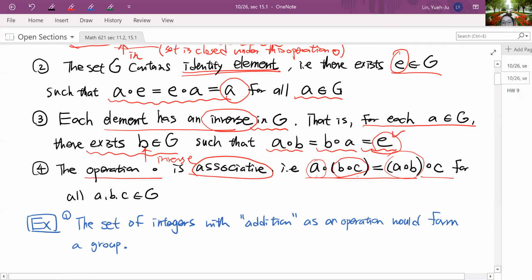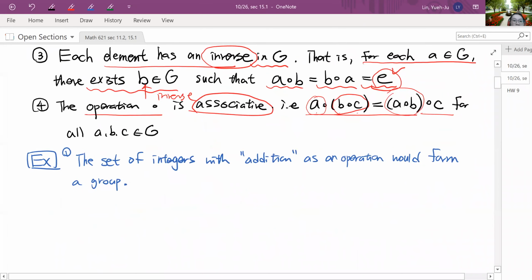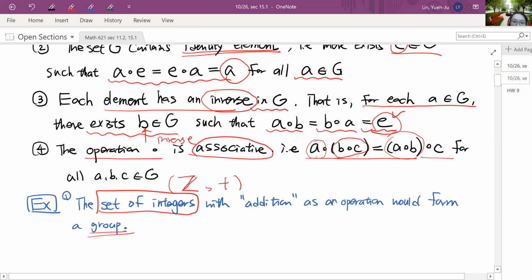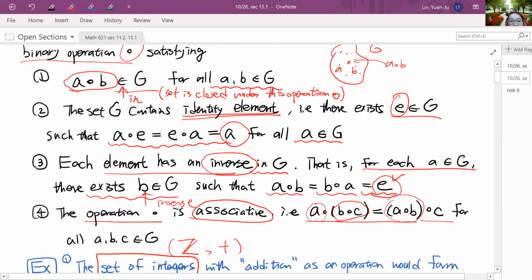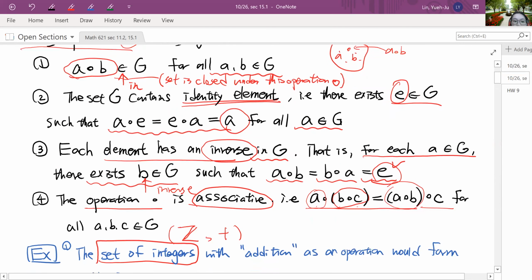We actually know a lot of groups here. So first of all, I claim that the set of integers, which people sometimes denote with a capital Z, paired with addition as the operation, is a group. Okay, so let's check why this is true. We go through the criteria one by one. First of all, your collection is all the integers.